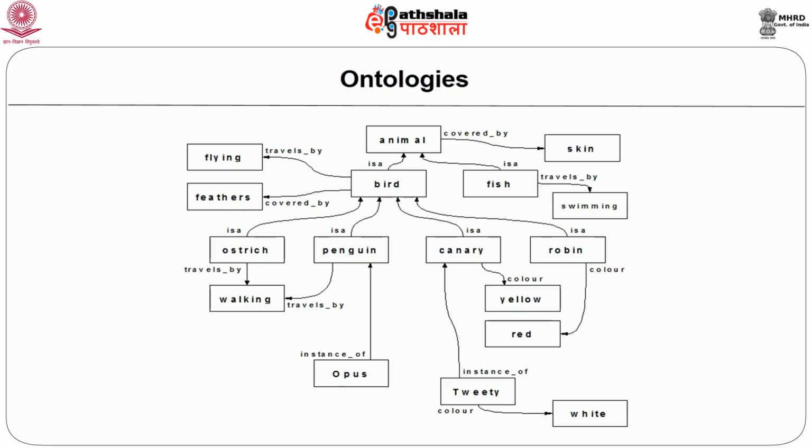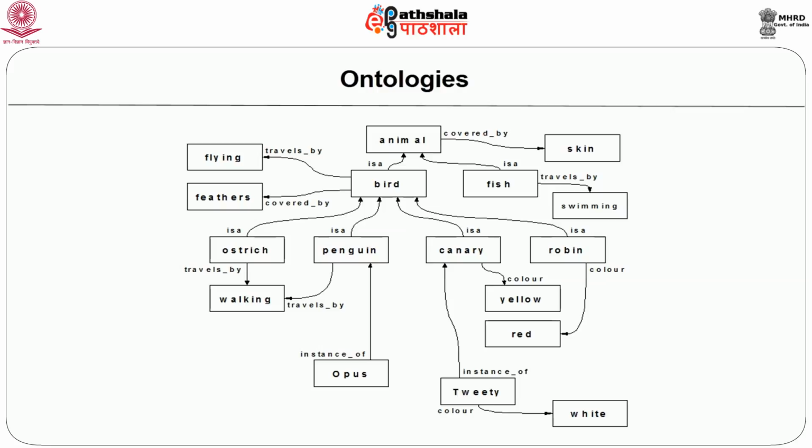Bird is an animal. Then fish. Fish is an animal but travels by swimming. So travels by is a very common term used, but between fish and bird it differs. That is covered by skin. Then we have ostrich. So we say that ostrich is a bird, penguin is a bird, canary is a bird. Again comes the color of the canary, it could be yellow or red.